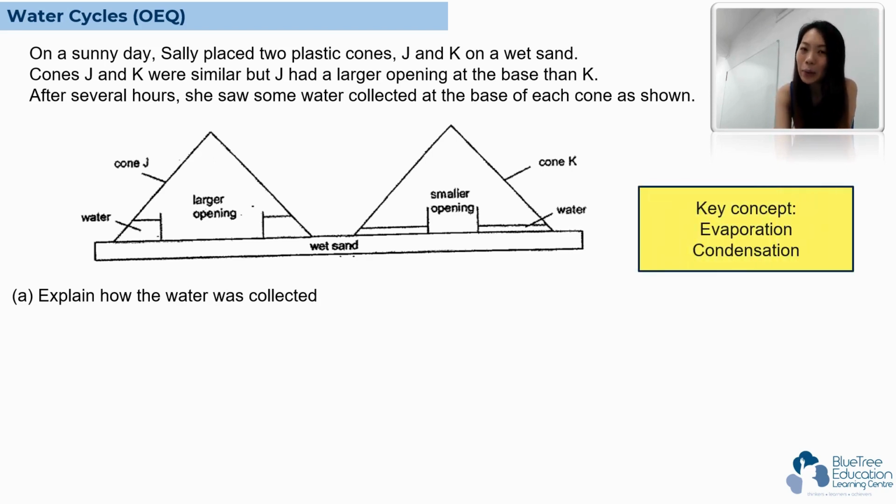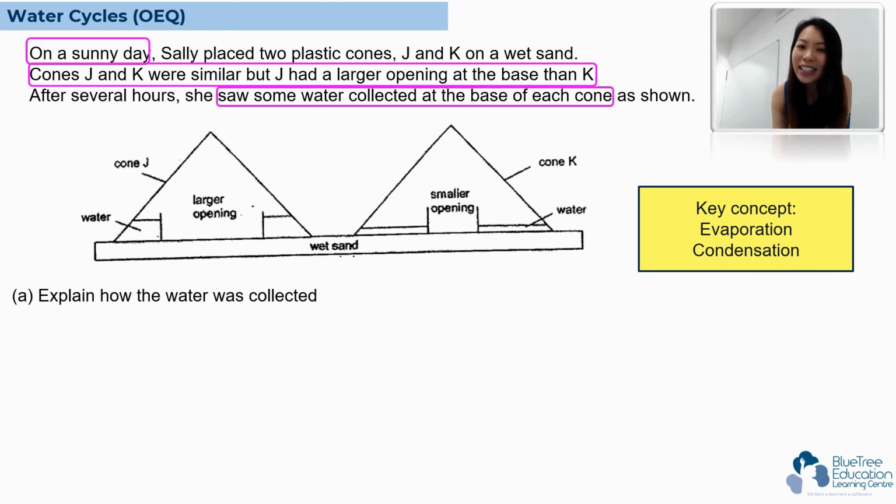Now, the key concept that we're testing here will, of course, be evaporation and condensation. The next thing we want to look for is to always highlight the important hints that can lead us to the concept. So we highlight on a sunny day. Why? Because when there's a heat source, then we know that evaporation occurs. The second hint will be cone J and K. They were similar, but there was a larger opening at cone J and a smaller opening at cone K. And lastly, she saw some water collected at the base of each cone.